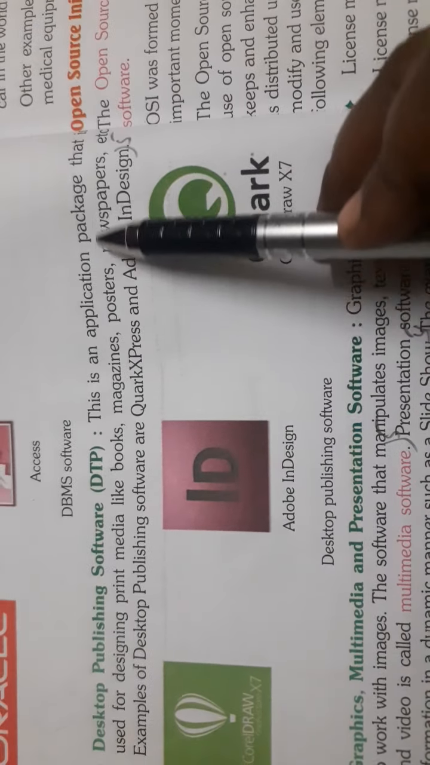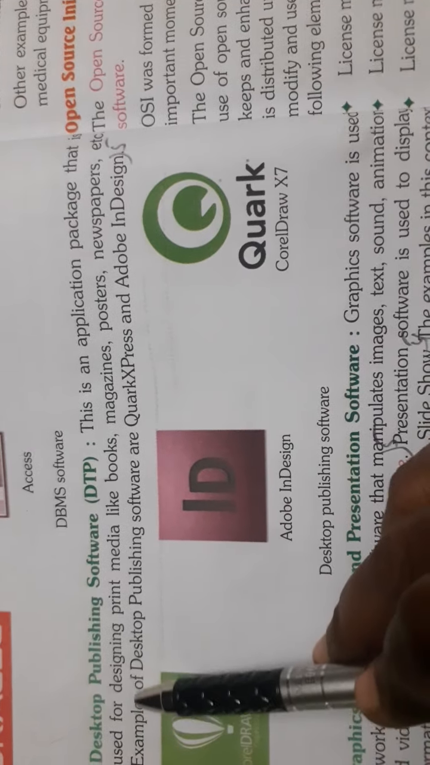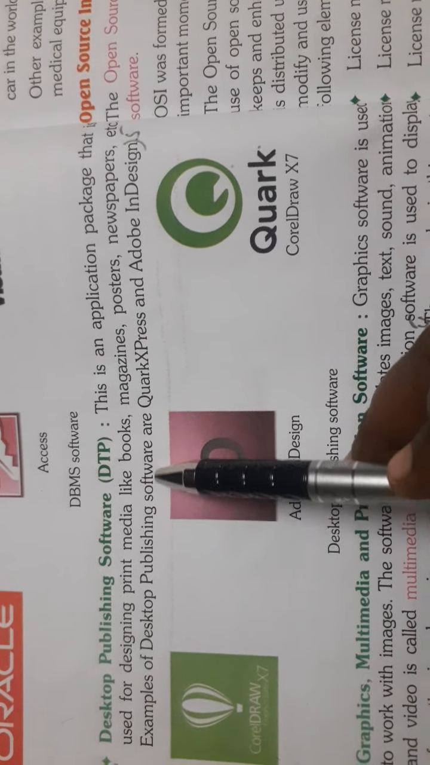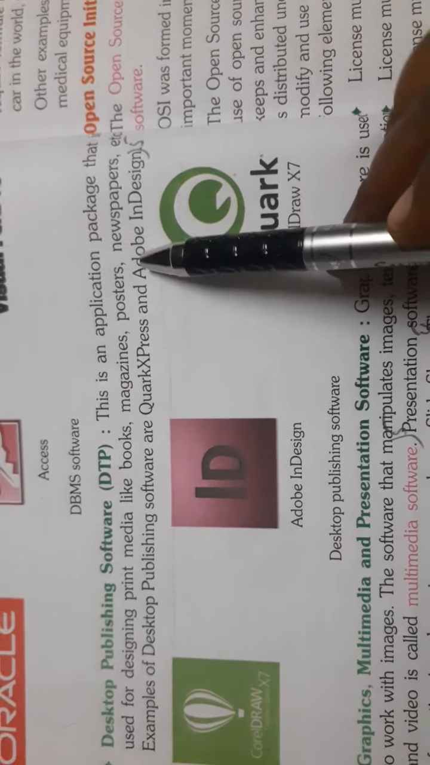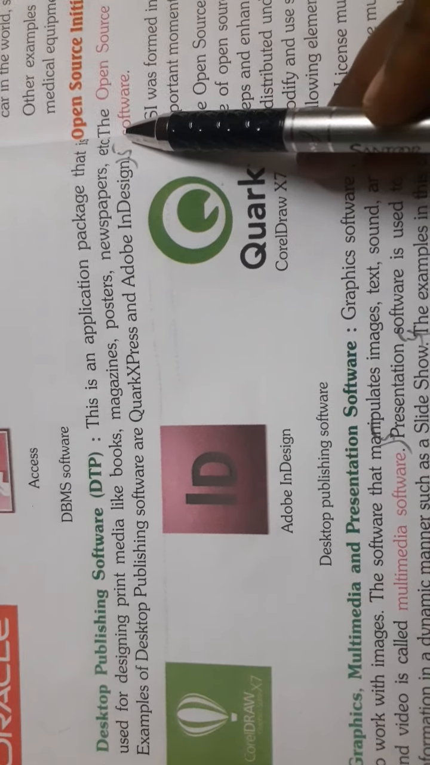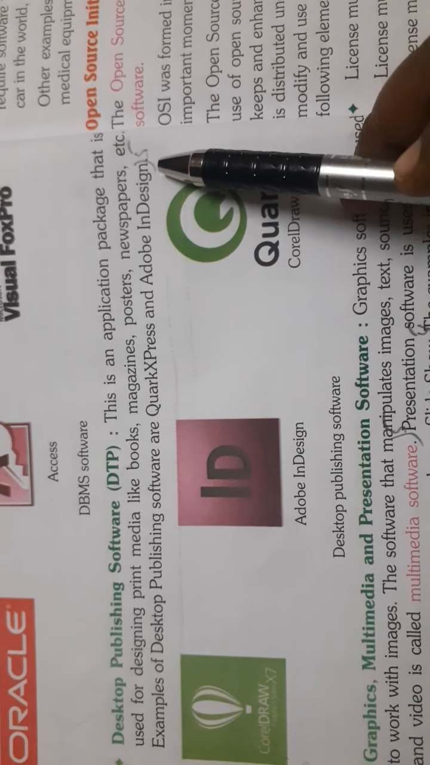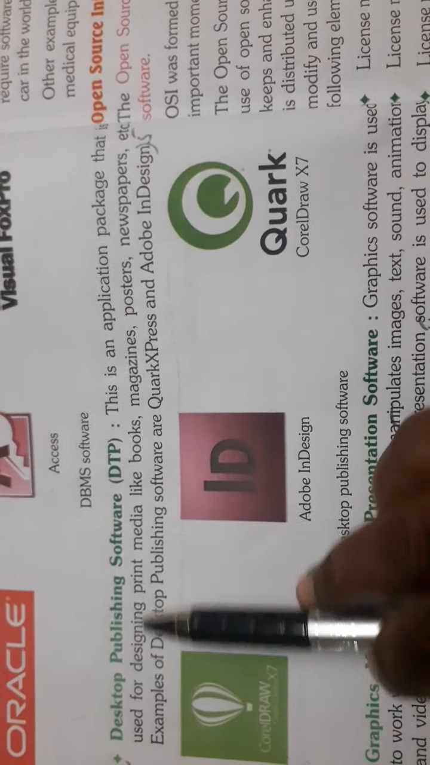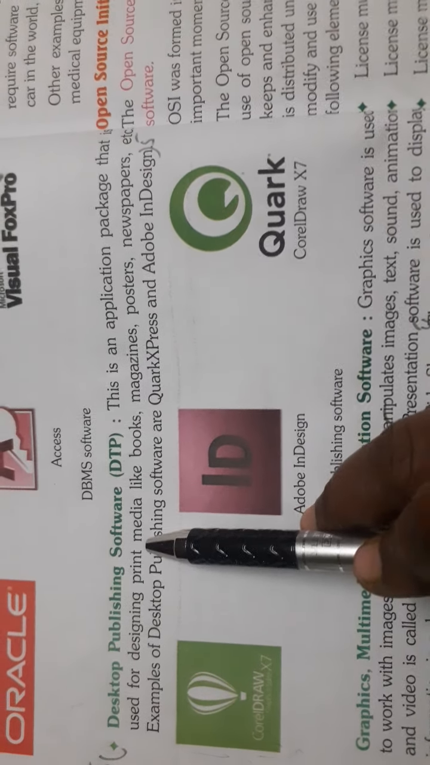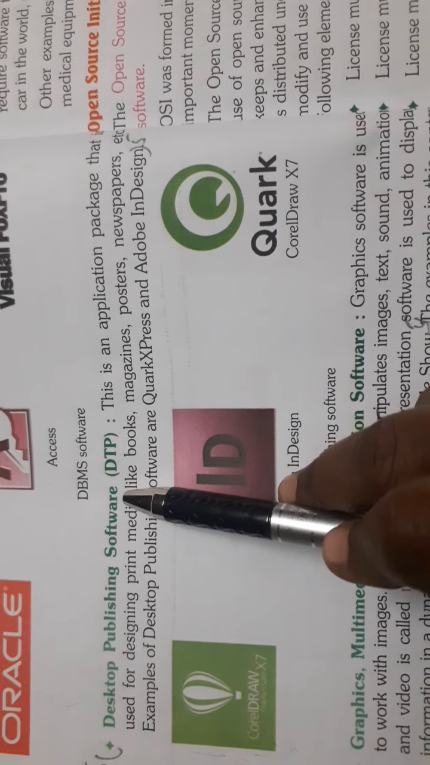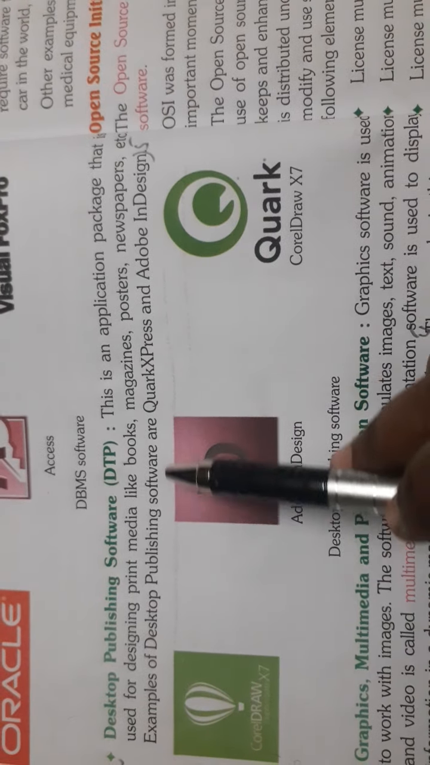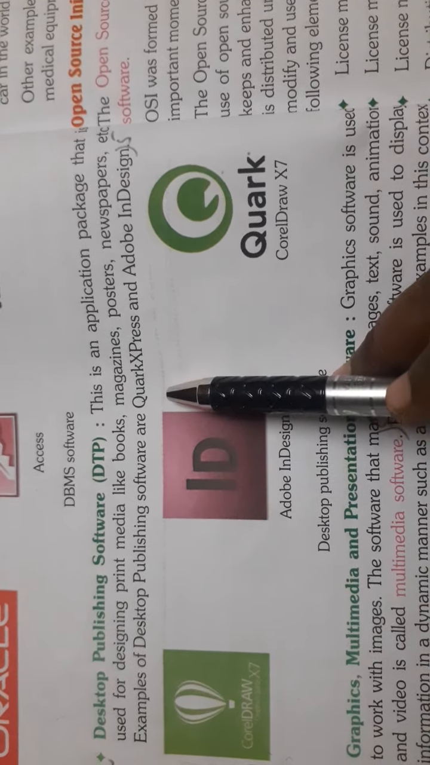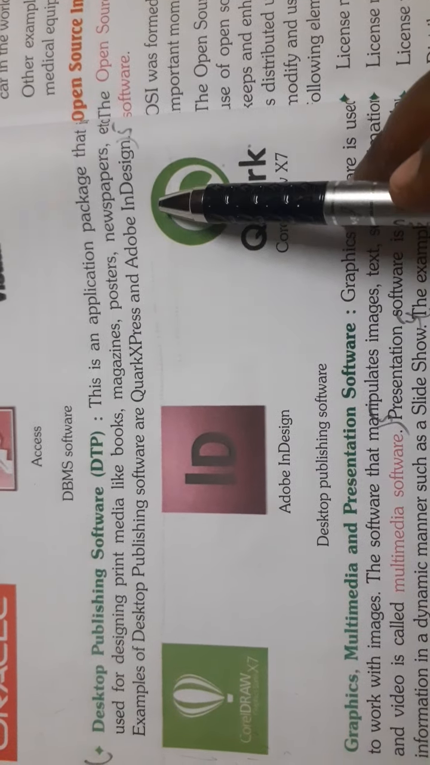This is an application package that is used for designing print media like books, magazines, posters, newspapers, banners, brochures, pamphlets, invitation cards. These all we can design and print by using this desktop publishing software. Examples of this desktop publishing software are QuarkXPress and Adobe InDesign.